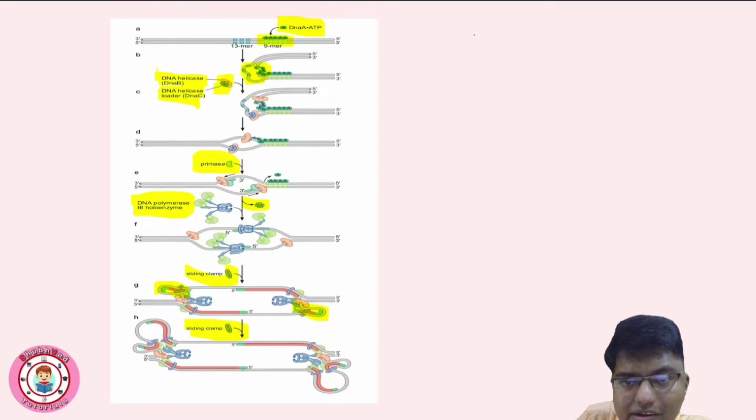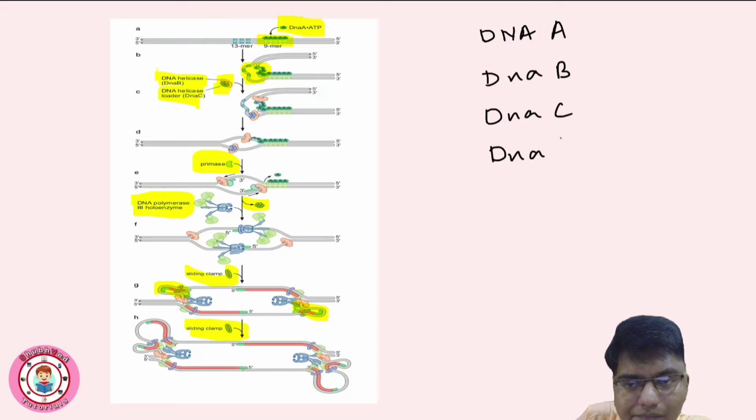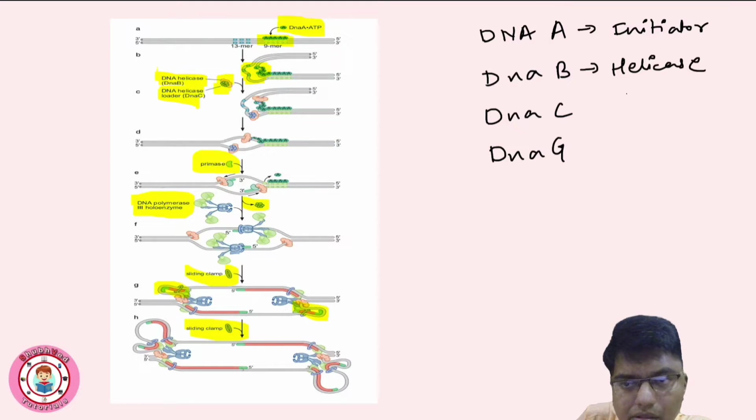First is the initiator, DNA A. Then second, DNA B, which is a helicase, and DNA C is a helicase loader. Then is the primase, DNA G. This is a primase. Initiator, then helicase, then helicase loader.